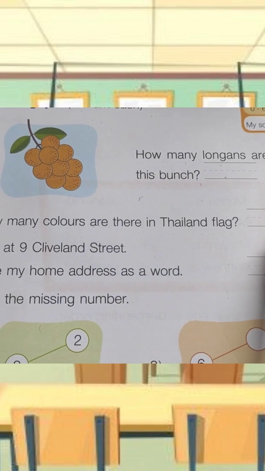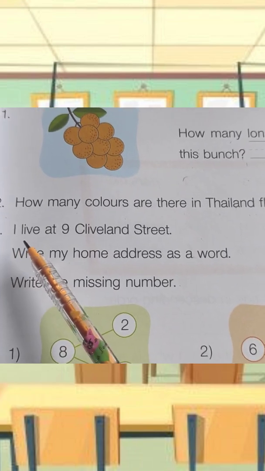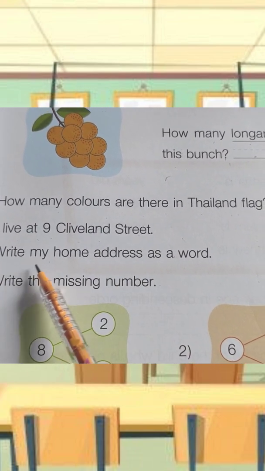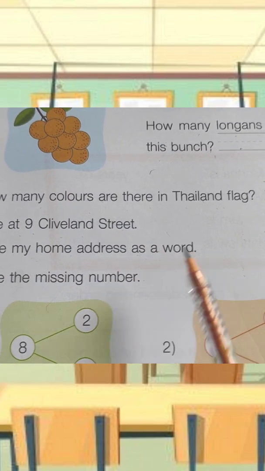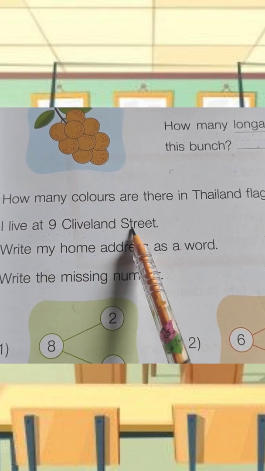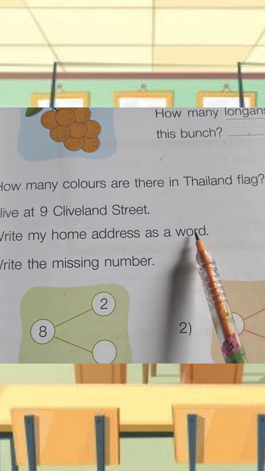You have to write it down here. Number 3, I live at 9 Cleveland Street. Write my home address as word. Okay, so I live at 9 Cleveland Street. Write my home address as a word.